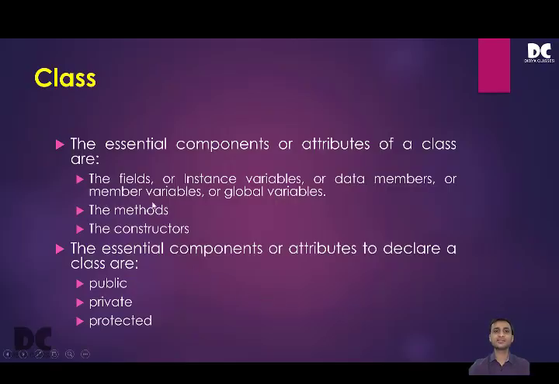So the class contains variables. The variables are also known as fields, as instance variables, as data members, as member variables. And these variables are also known as global variables. So whatever variables are present inside the class but outside the function. Remember, they should be present inside the class but outside the function. We are talking about these variables that are outside the function but inside the class. Those variables have many names. You can call these variables member variables, global variables, data members, instance variables, or fields.